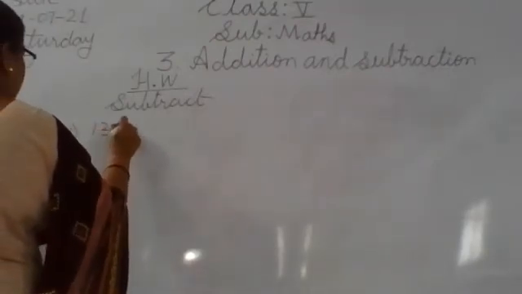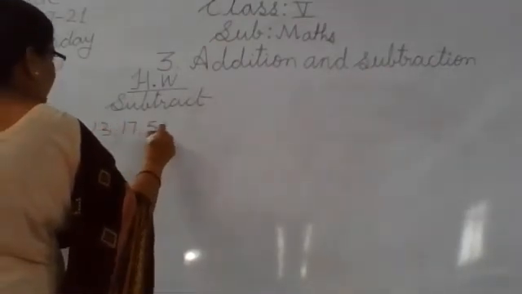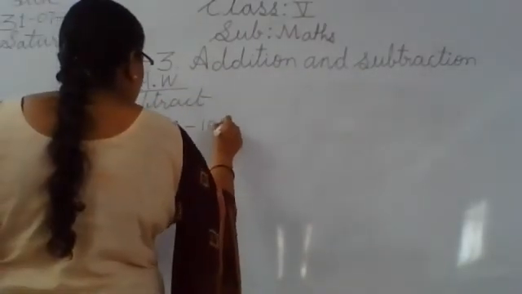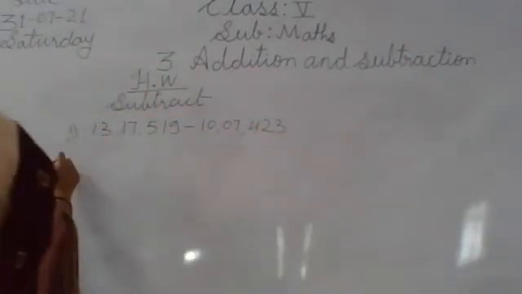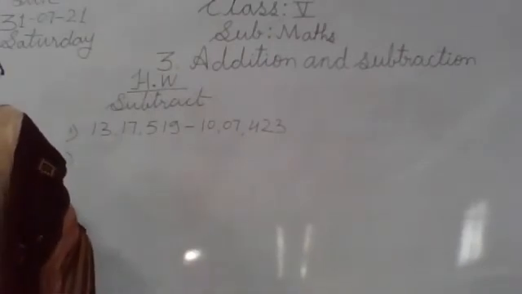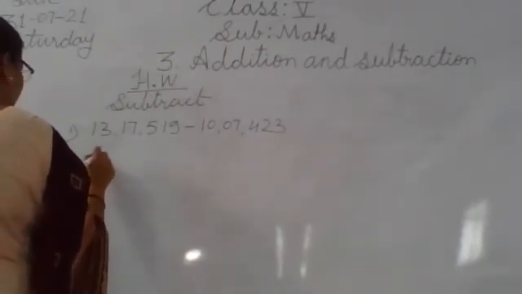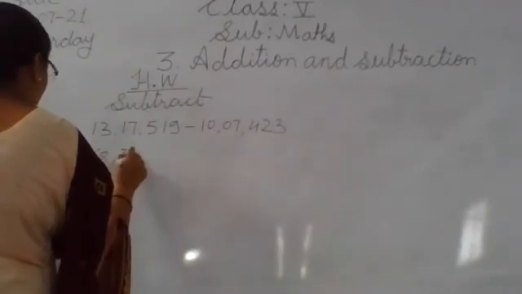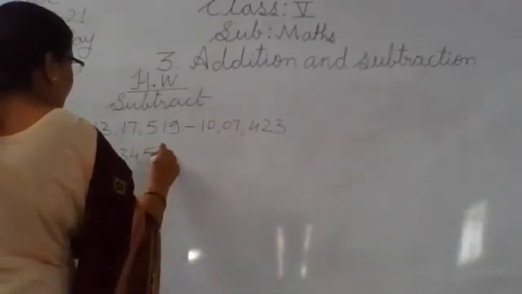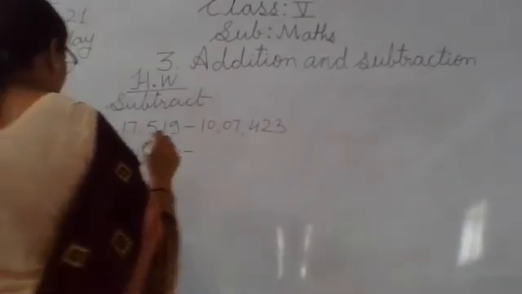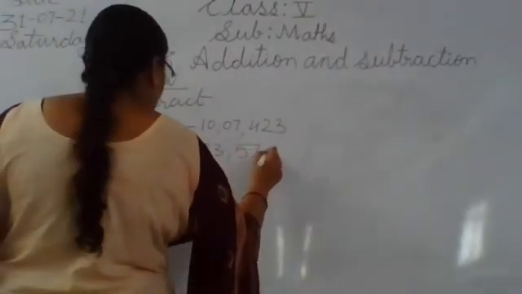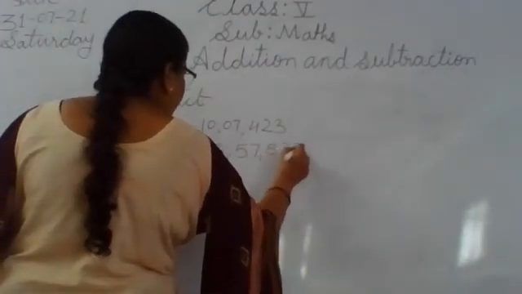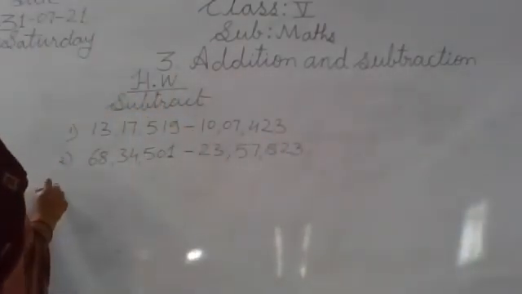First: 13 lakh 17,519 minus 10 lakh 7,423. Second: 68 lakh 34,501 minus 23 lakh 57,823.